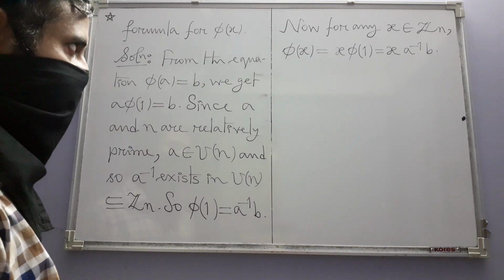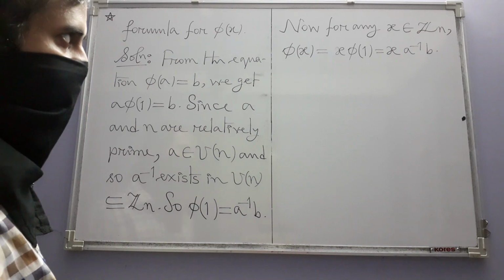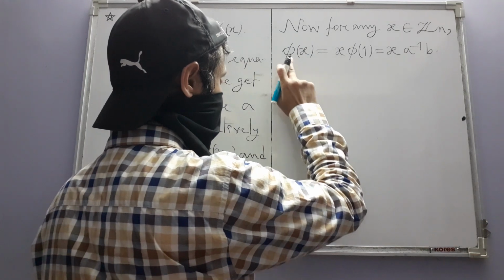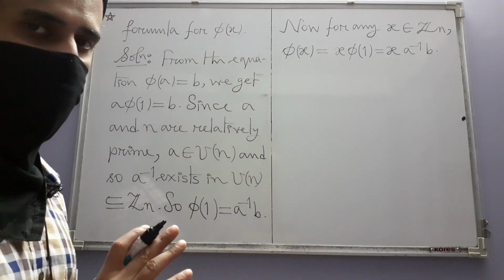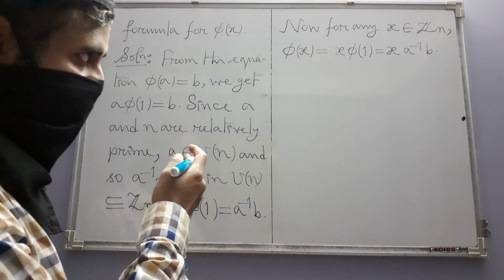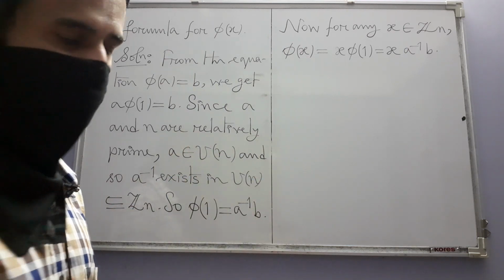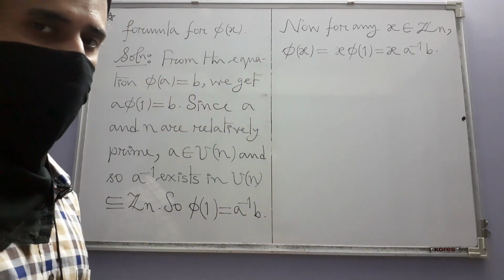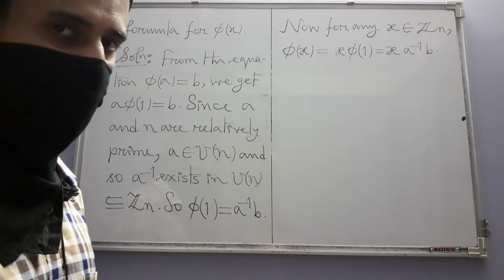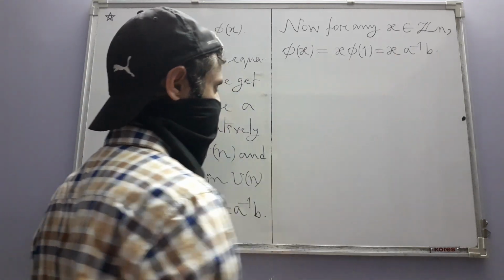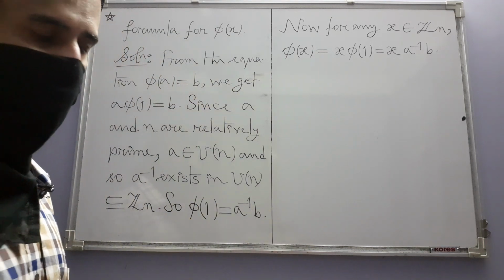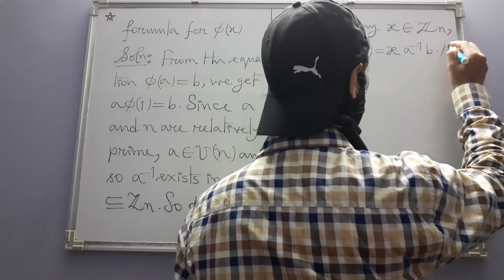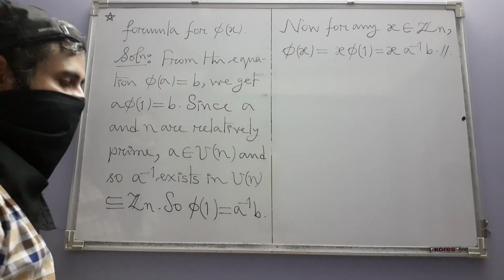So if it turns out that A is relatively prime to n, A may be any such element in Zn, then phi, that is your automorphism, can be given by such an explicit formula, where you know what A inverse is and you know what B is. B is actually nothing but phi of A. So if you want, you can write phi of A here, then everything will be in terms of A, and x of course will be there because x is your input. So that is the formula.